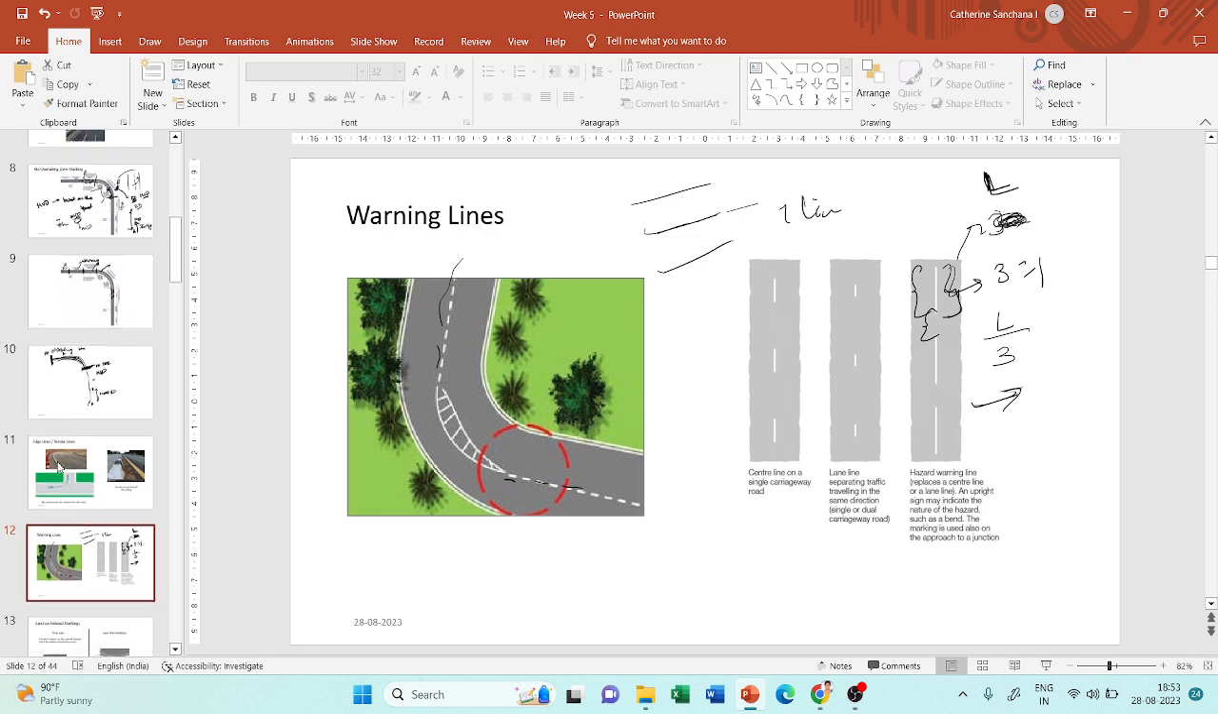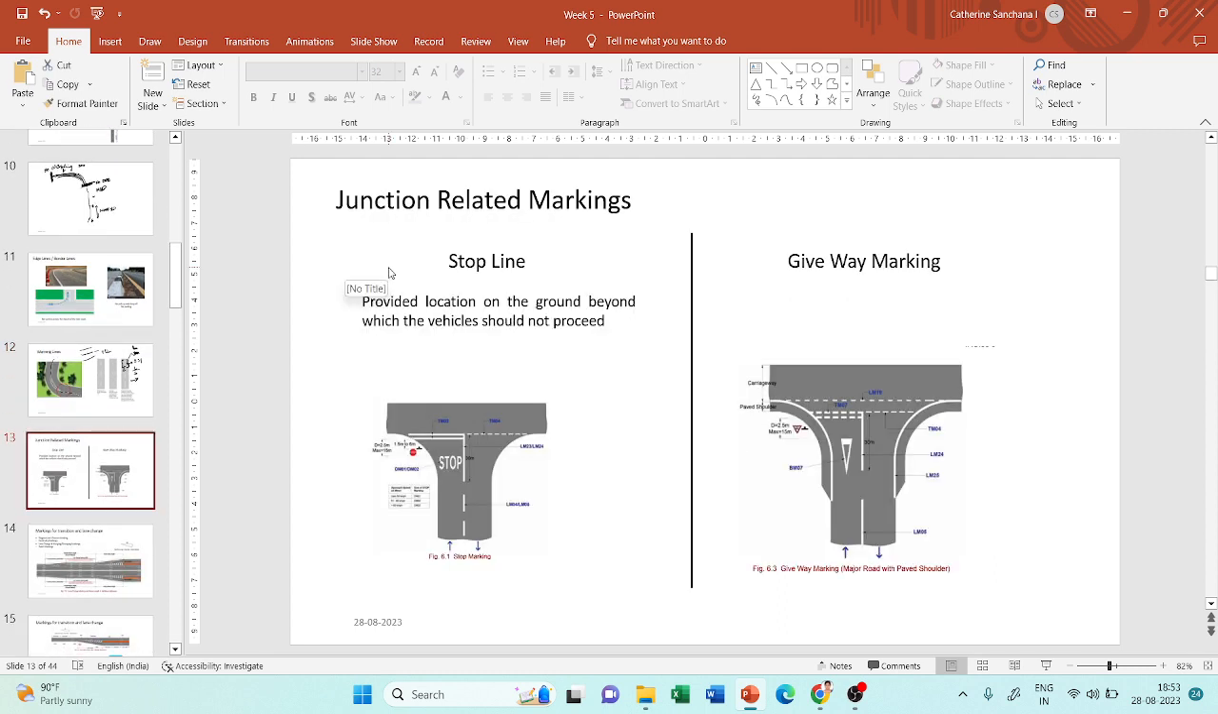Now we will move on to junction related markings. So what are junction related markings? The markings that you have in the junction are junction related markings, and what will come in this category is stop line and give way marking.